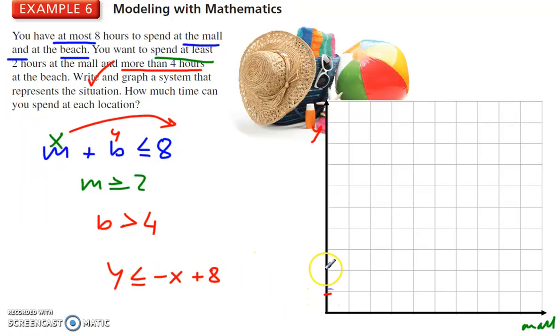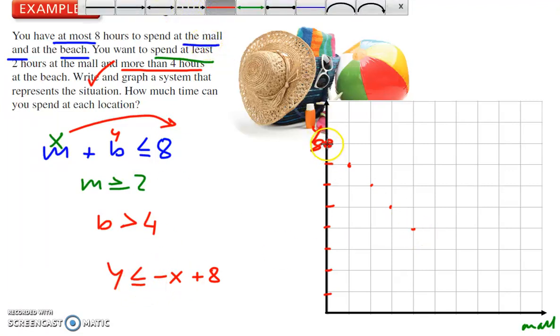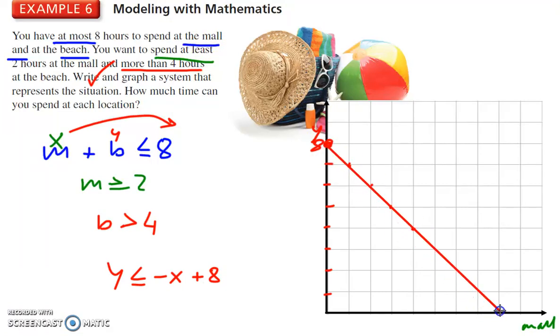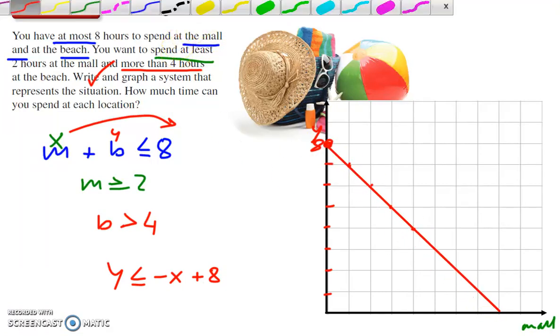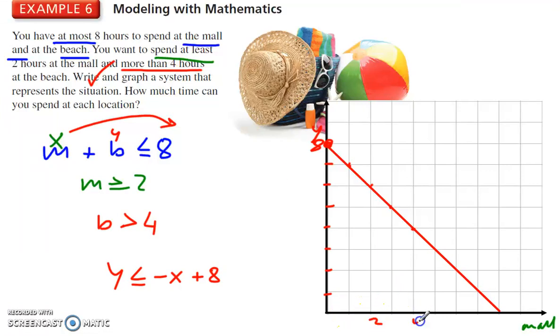Y-intercept is 8. 1, 2, 3, 4, 5, 6, 7, 8. 8 right here. And negative x, so down 1 over 1. And it's equal to, so that's going to be a solid line. There we go. All right. That value down here is 1, 2, 3, 4, 5, 6, 7, 8. 8 hours at the mall or 8 hours at the beach.